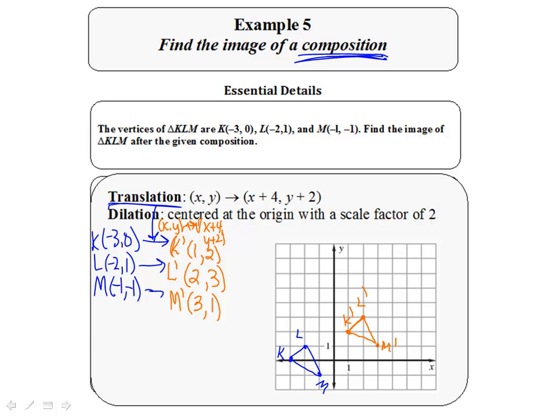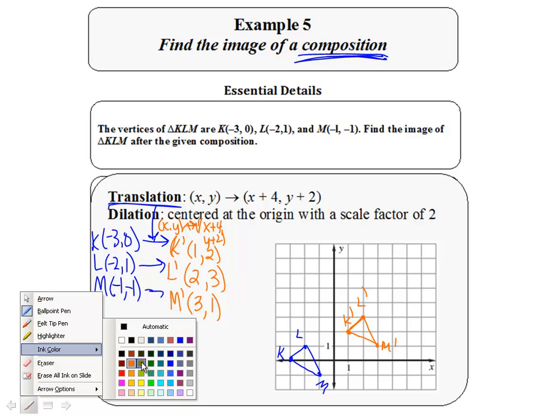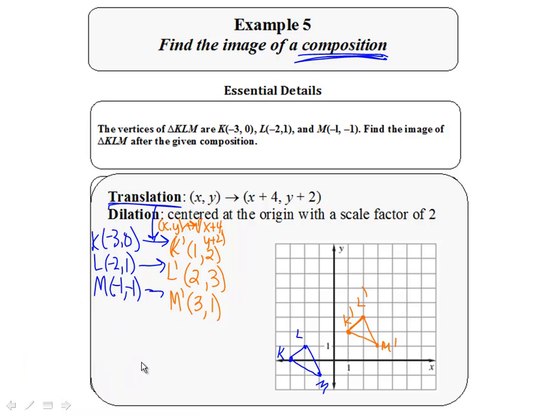So now we want to do a dilation centered at the origin with a scale factor of 2. So when I do this dilation, all I have to do is multiply every single thing by 2. So K double prime, L double prime, and M double prime. With a scale factor of 2, I'm going to multiply by 2. So 1 times 2 is 2, 2 times 2 is 4. 2 times 2 is 4, 3 times 2 is 6. So I'm multiplying all my ordered pairs by 2. 3 times 2 is 6, 1 times 2 is 2. So I've got my new points, I just need to graph them here.